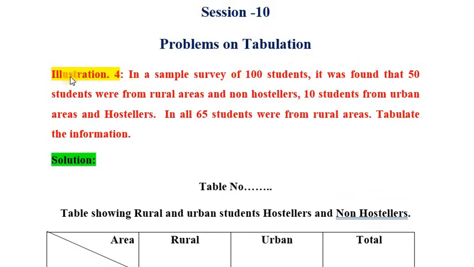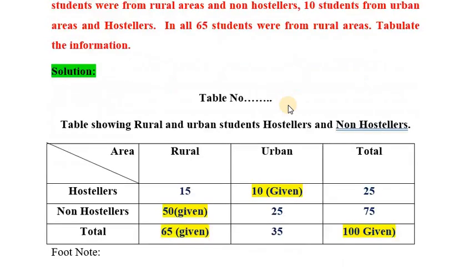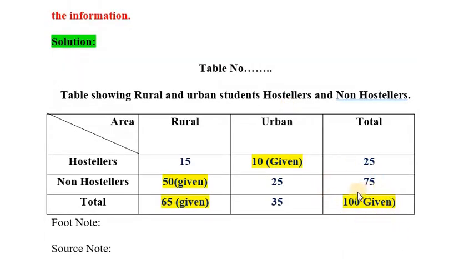Next, it was found that 50 students were from rural area and non-hostelers. So coming to the table, out of these 100 students, 50 students are rural students who are not staying in the hostel. So I'll come to the column which indicates the students coming from rural area, and row non-hostelers. That is, 50 students are placed in this respective cell.